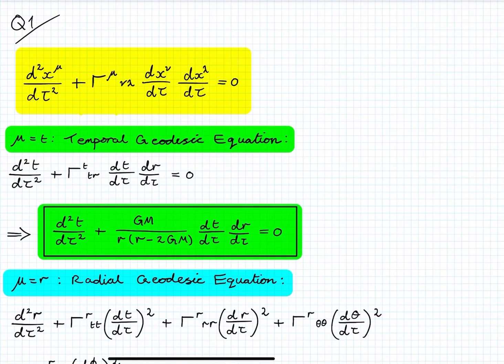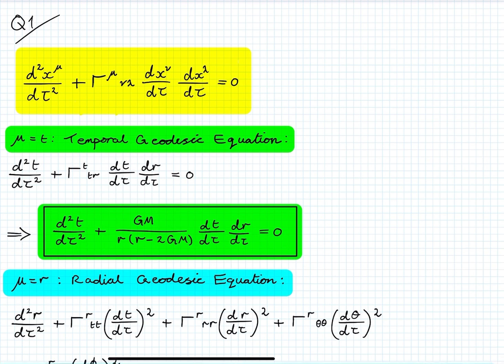Hi there. So I'm going to go through question one and question three. Firstly, we're given the non-vanishing Christoffel symbols in Schwarzschild spacetime, and using these, we derive geodesic equations. Schwarzschild spacetime describes the geometry of spacetime around a spherically symmetric non-rotating mass, like a black hole.